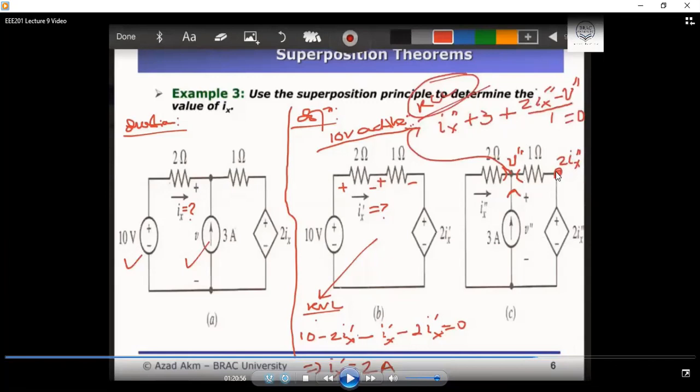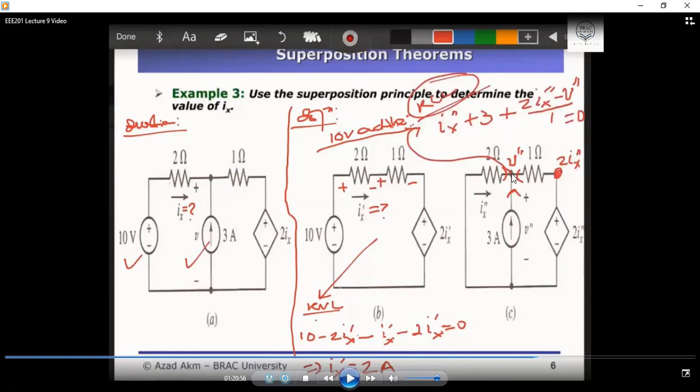How? Because V1 is the voltage from ground to this. What is that? That is 2 Ix double prime. This is a voltage source. Do you know that this is a voltage source? Is it a current source or a voltage source? Dependent voltage source, sir, plus minus. So what is the voltage? 2 Ix double prime. That's why this is 2 Ix double prime.